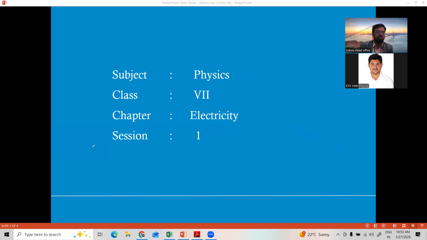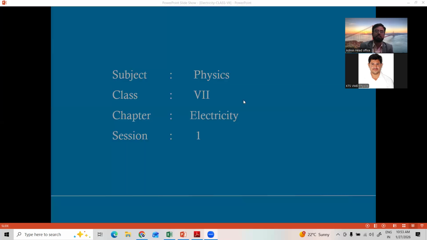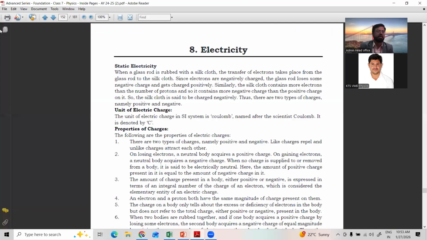When you move forward to our chapter, you can see the basic history given in the material also. What exactly are we going to learn in electricity? The first word is static electricity.